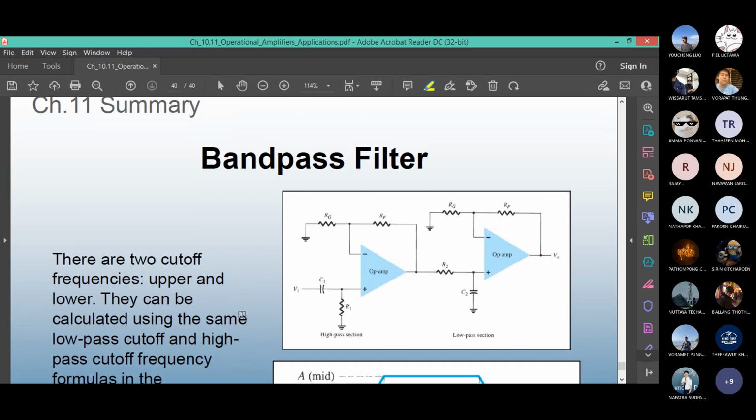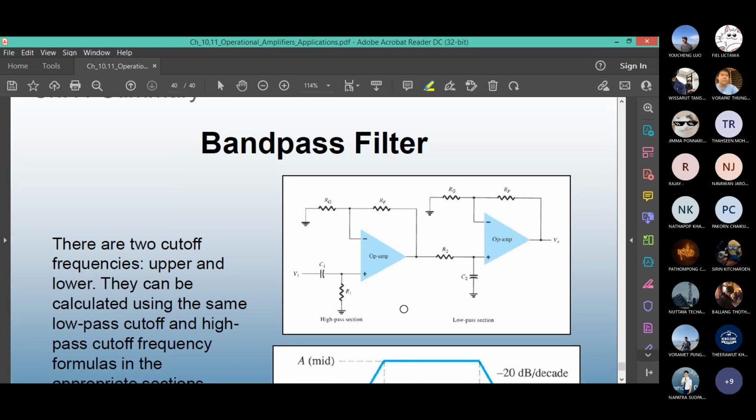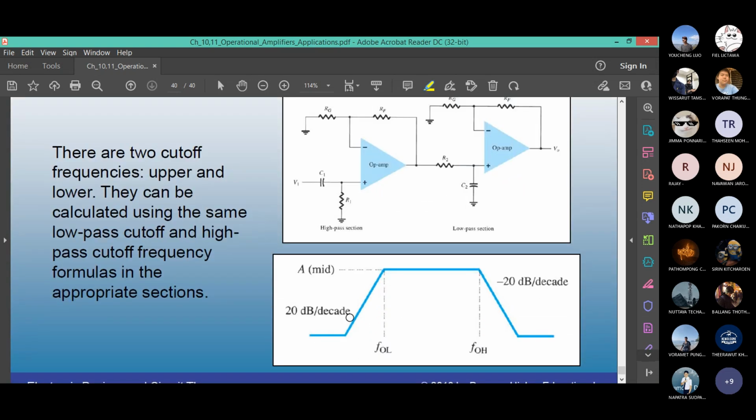If you combine the two types of filters, low pass and high pass, you can get either a band pass or a band stop. In a band pass filter, what do you want? A certain band to appear on the output. So it's like this. And after this band, nothing else appears. Before doesn't go through and after doesn't go through.